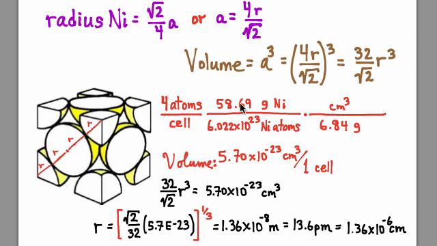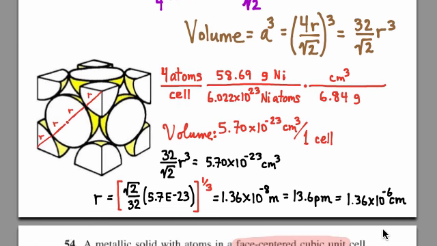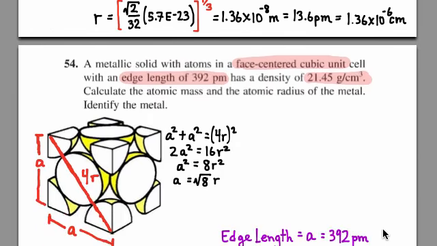So if I know the volume is equal to 32 over square root of 2 r cubed, and this is the volume, then I just set the volume equal to that formula, solve for r, and you find the radius of a nickel atom. Whoa. Pretty weird. Here's another one. Why not one more, eh?